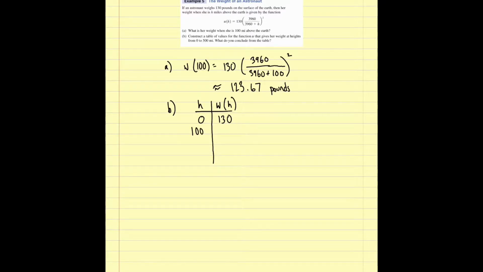If she is 100 miles above Earth, we just did that, 123.67. If you plug in a 300, and this would all be done on a calculator, and I'll get into how to create tables and all that stuff a little bit later, because you wouldn't have to do this by hand, this comes out to about 112. And I also checked at 500. I plugged in 500 for H, and I got 102.